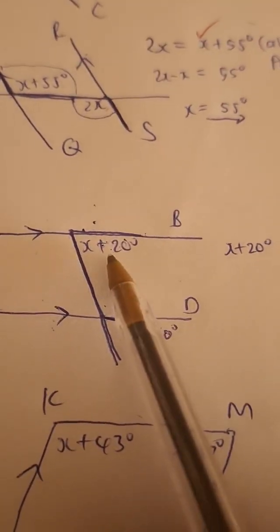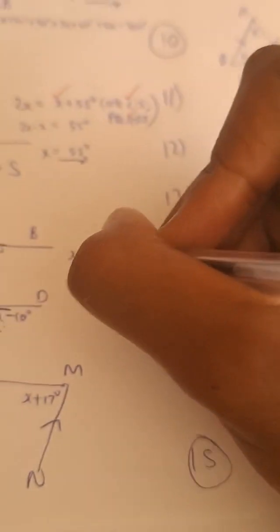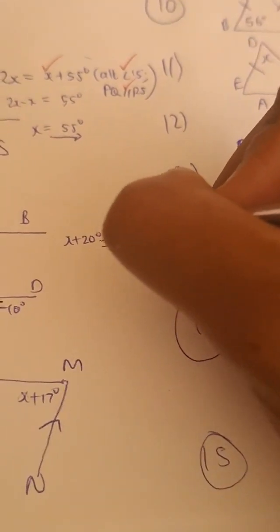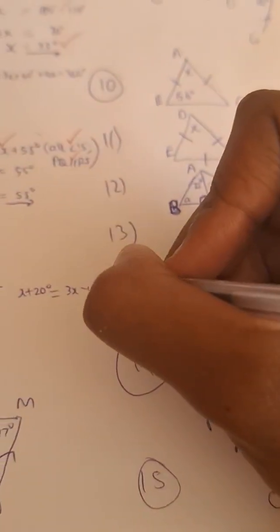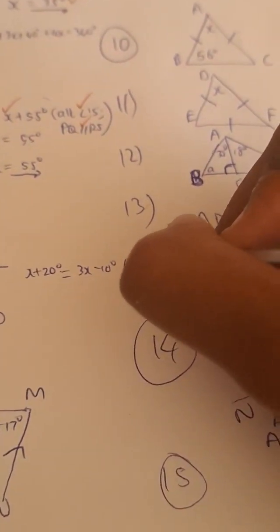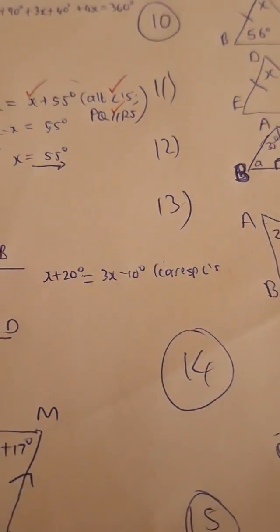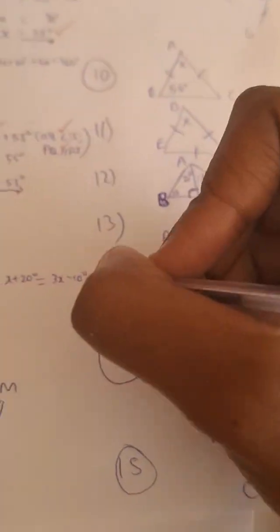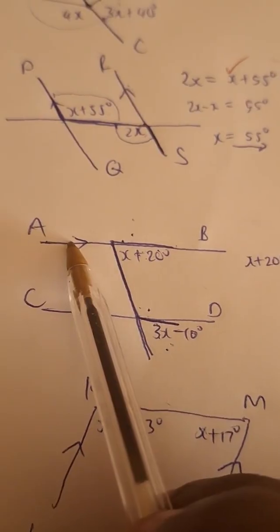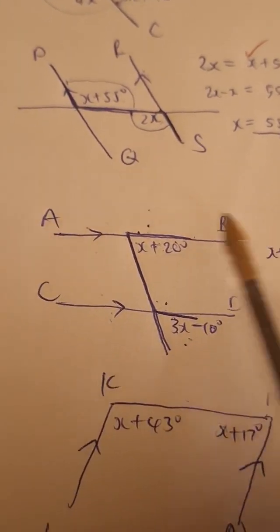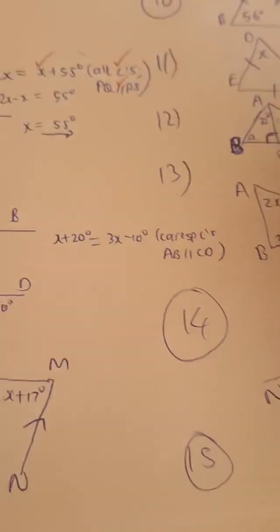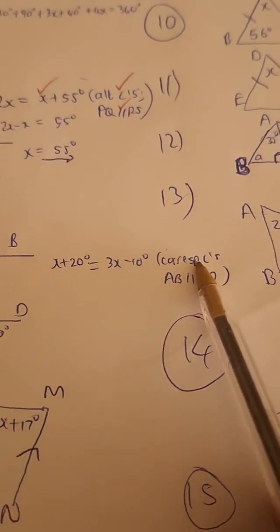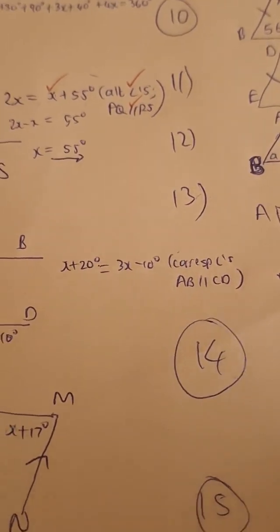So that's why, for instance, we can say x plus 20 degrees is equal to 3x minus 10 degrees. Why do we say so? We say corresp angles. Corresp is short for corresponding, and then we state the lines that are parallel. AB is parallel to CD. AB parallel to CD. That reason is complete and full.